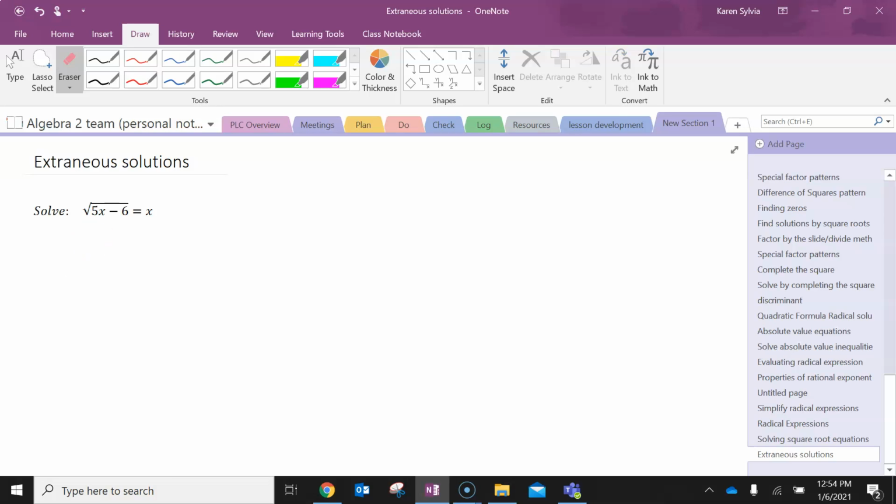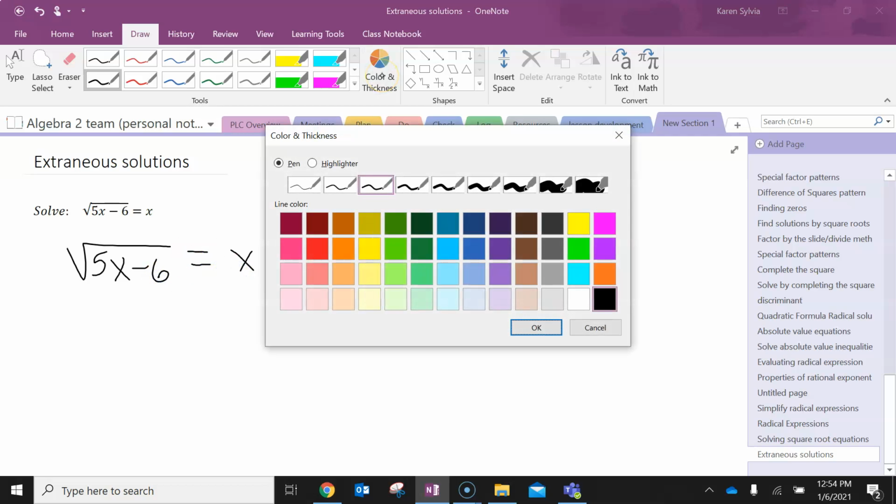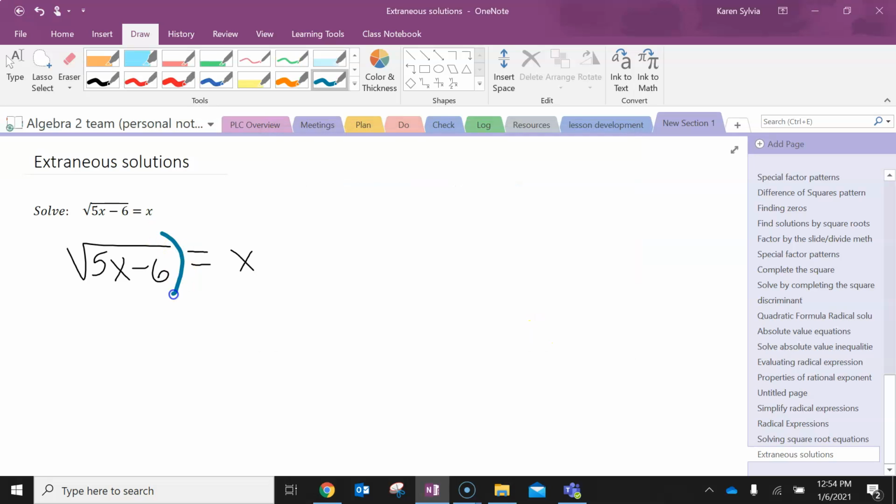since that's the case, my first step is to remove the radical, and remember we do that by raising to the power of the index. And when I do that as well, I need to be sure that I'm doing it to both sides. So since it's a square root, I'm going to square both sides.